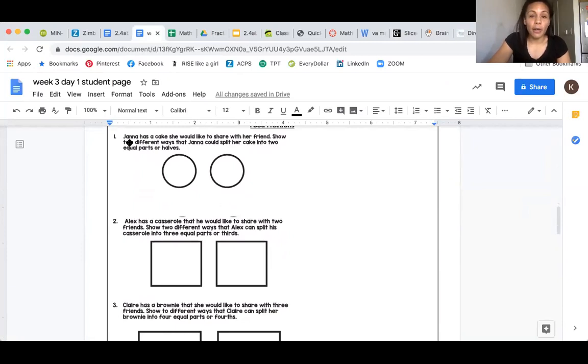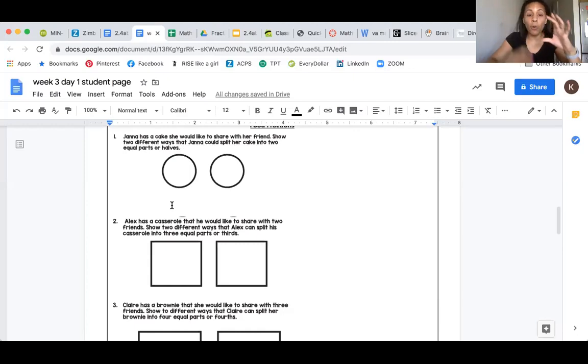All right, here we go. It says, Jana has a cake she would like to share with her friend. Show two different ways that Jana could split her cake into two equal parts or halves. Okay, all right, so we have Jana and we have her friend, and she has a circle cake.